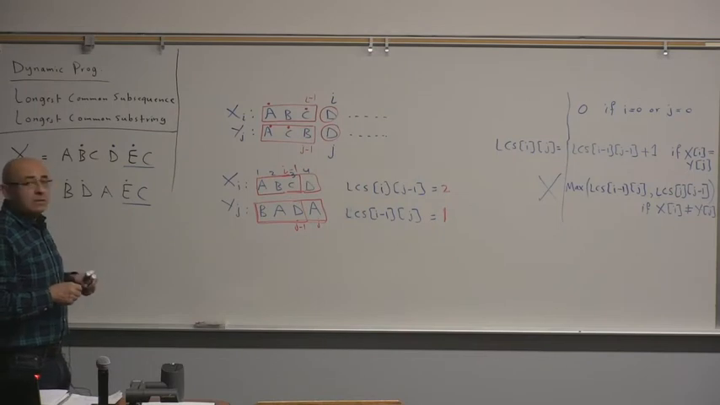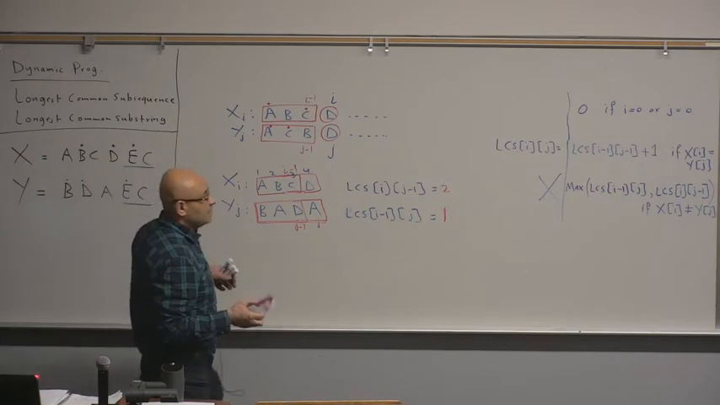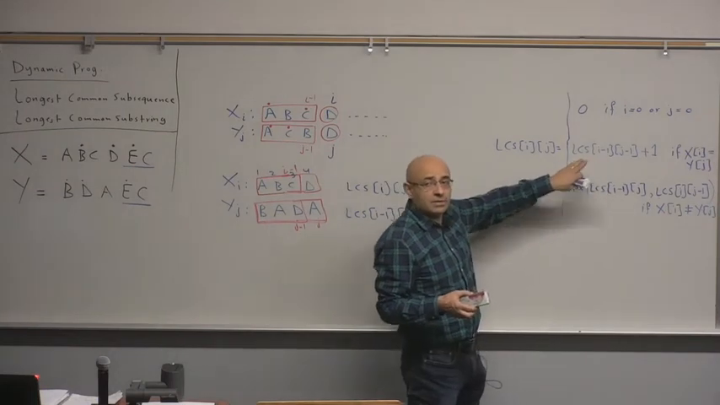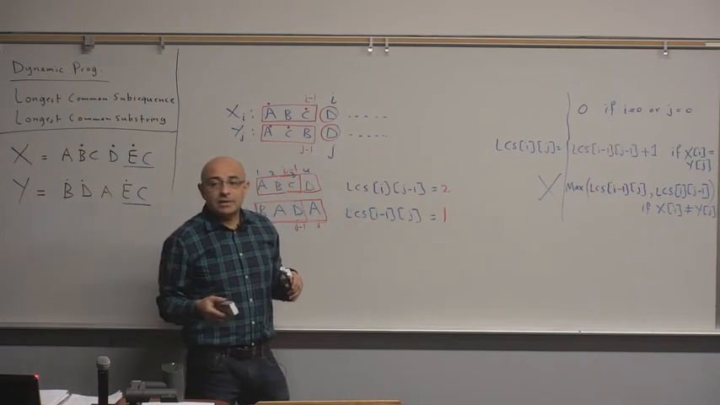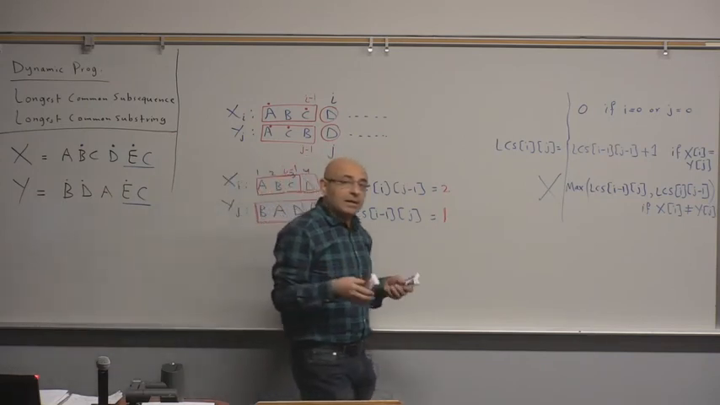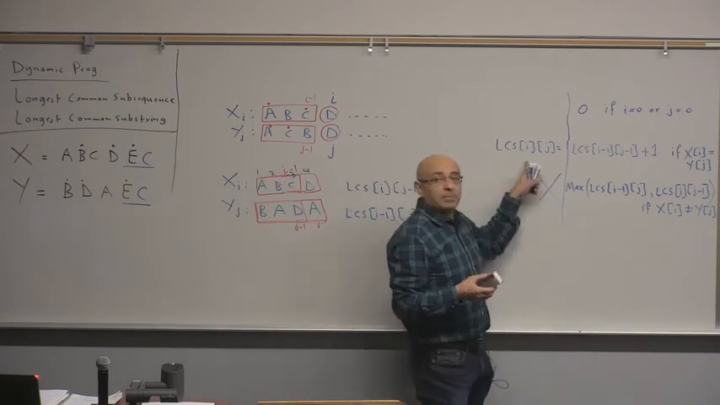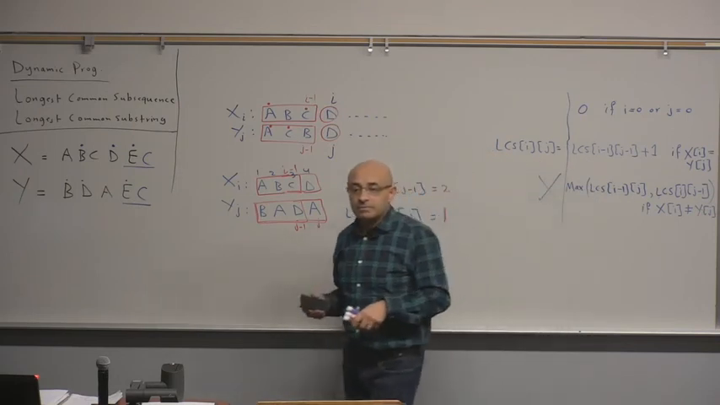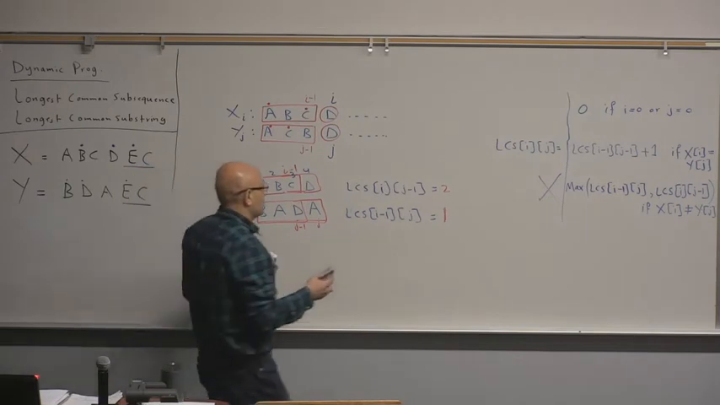Okay, so this is the algorithm. Let's write the code for this. The heart of the code is going to be this formula, which we call the recurrence for this dynamic programming solution. The key idea in any dynamic programming solution is how to define the solution to a big problem in terms of the solutions to smaller subproblems.